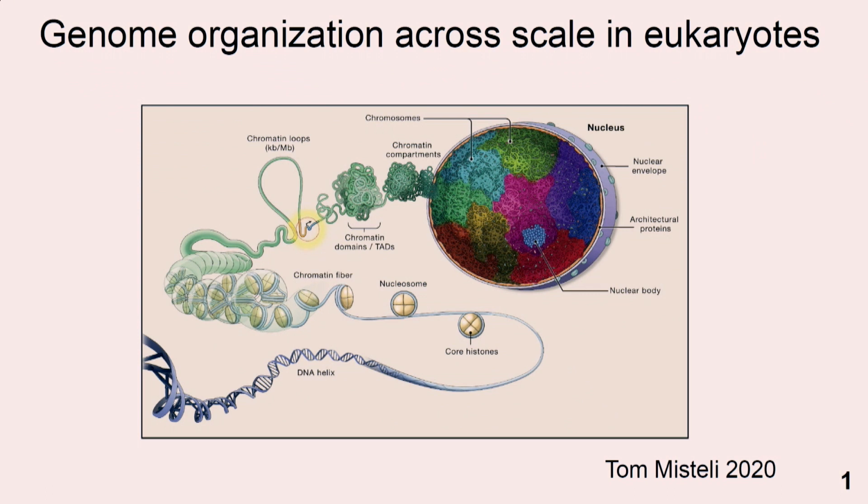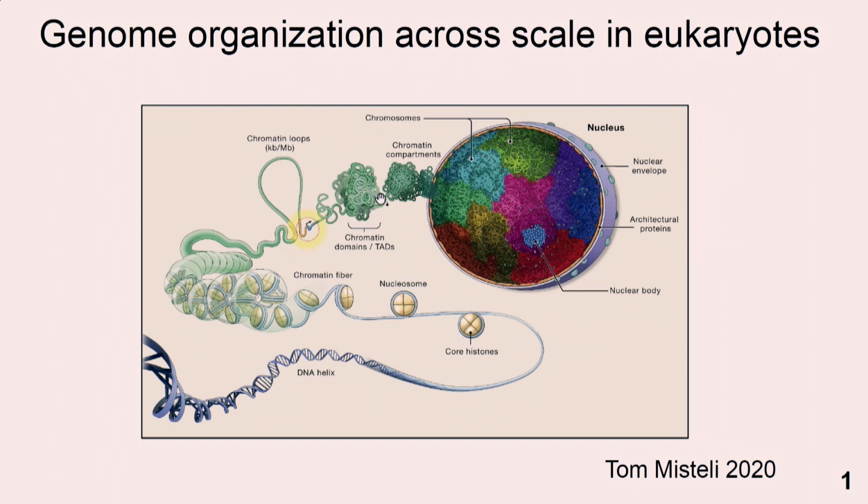The genome in eukaryotes is organized across scales. At the lowest possible scale, we have this double helical arrangement of DNA. But if you go all the way to the scale of the nucleus, you see distinct territories occupied by different chromosomes. Starting from the lowest scale, at some level you see these 30 nanometer structures known as chromatin fibers. But most of the time in this talk, I'm going to focus on regions from a few kilo base pairs to mega base pairs.